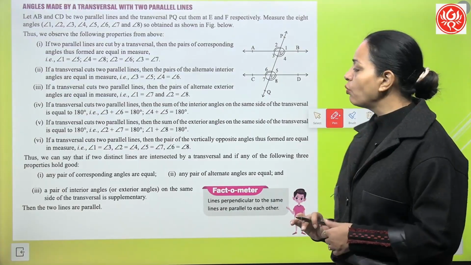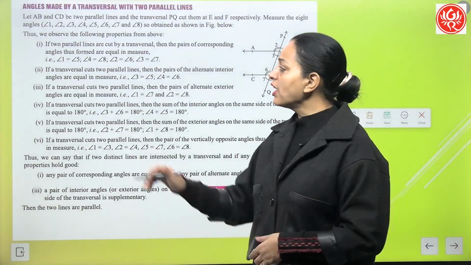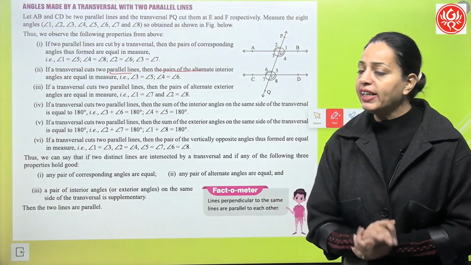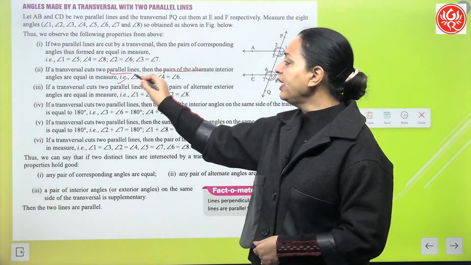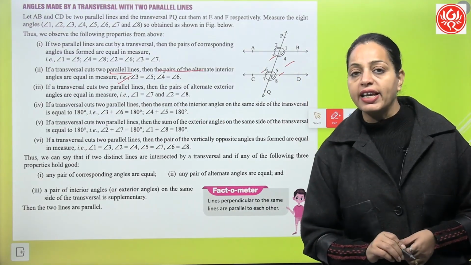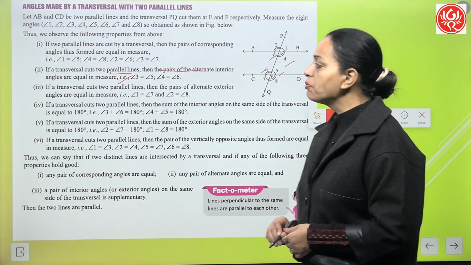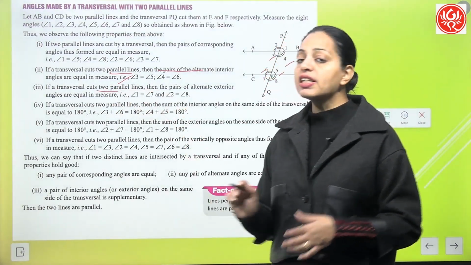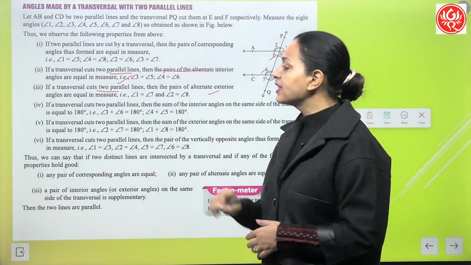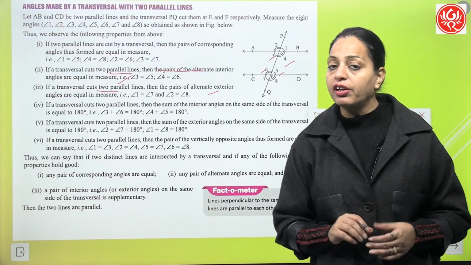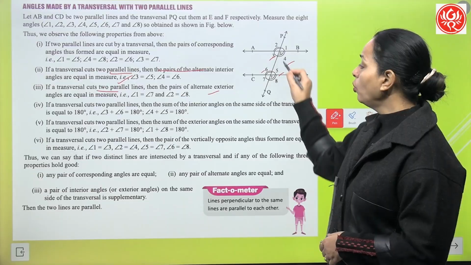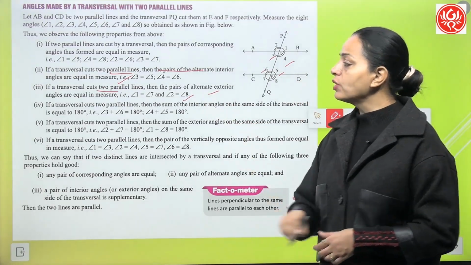The second observation, if a transversal cuts two parallel lines, then the pairs of the alternate interior angles are equal. 3 equal to 5, 4 equal to 6. Okay. Now the third observation, if a transversal cuts two parallel lines, then the pairs of alternate exterior angles are equal. Alternate exterior angles भी क्या होंगे? Equal. 2 equal to 8, 1 equal to 7.